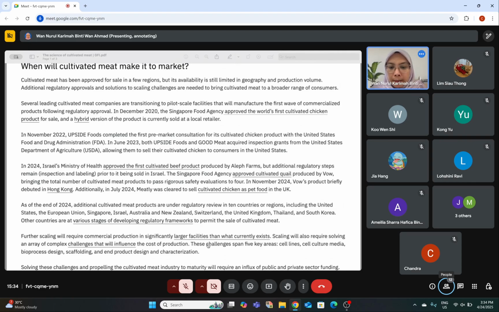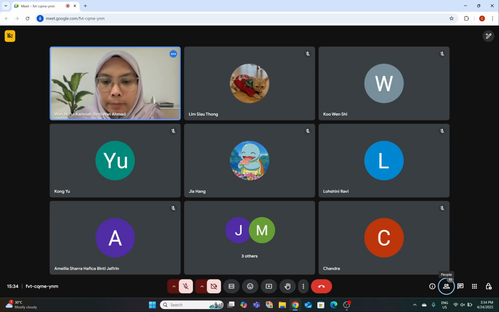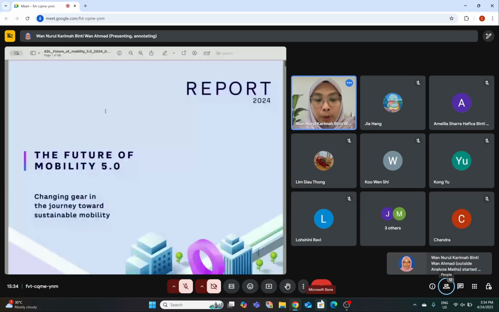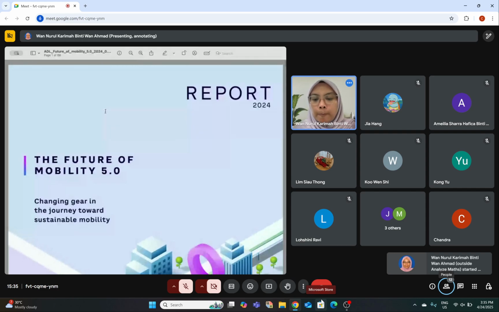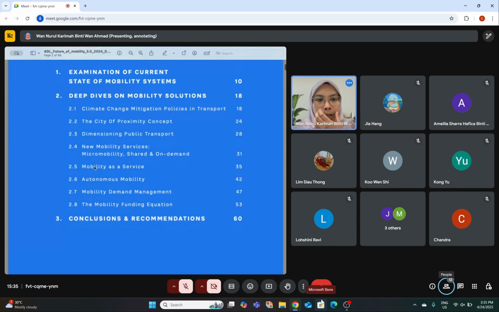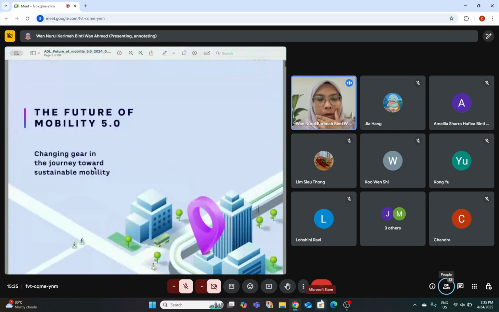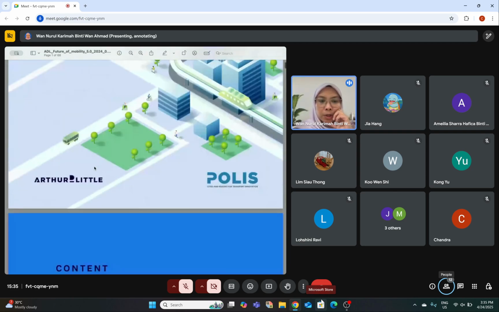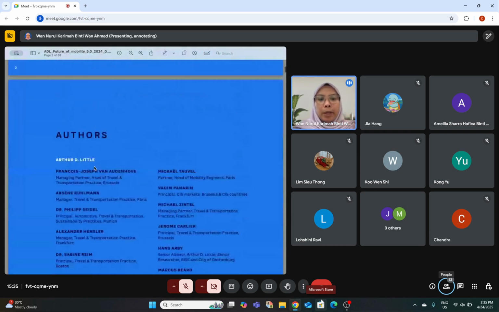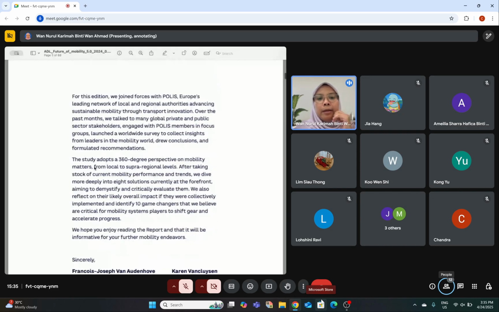I will show you another article. Sometimes you will see or you will find articles yang macam ni. It is actually a report, can be a policy document that was published on the future of mobility 5.0, basically transportation 5.0, the future of our transportation. So dalam report ni pun dah ada, let me show you.